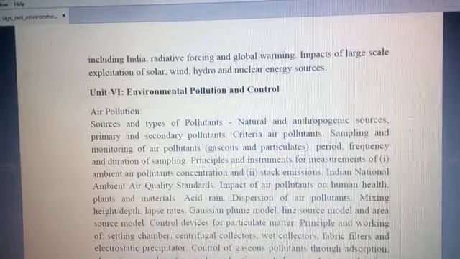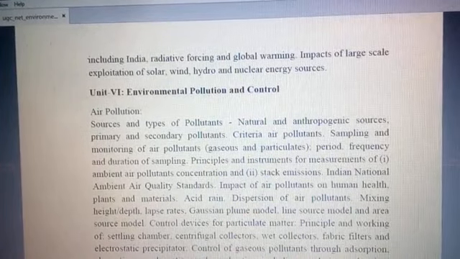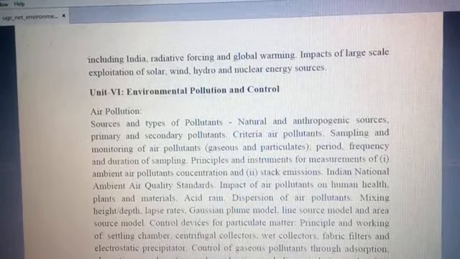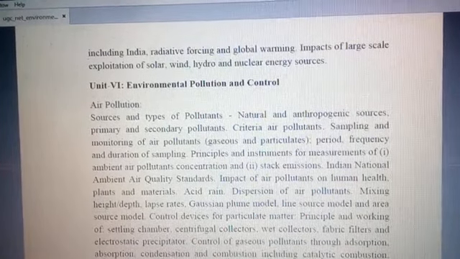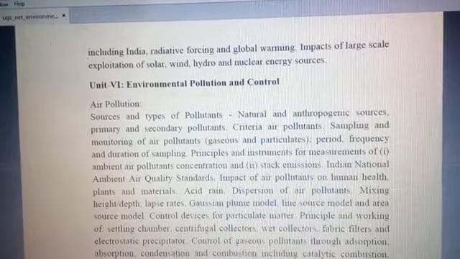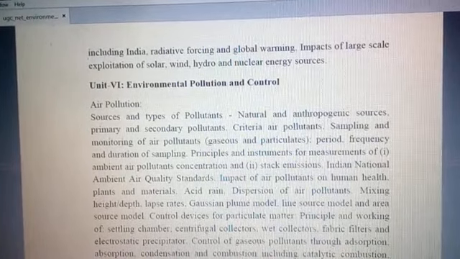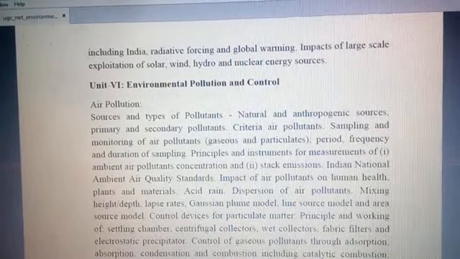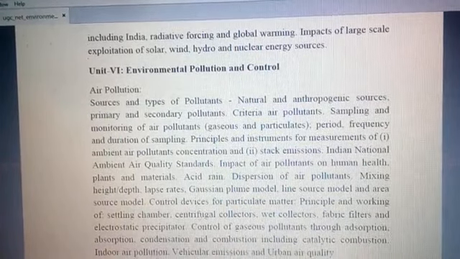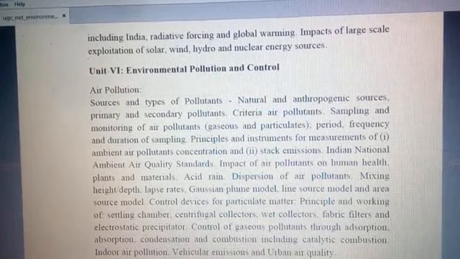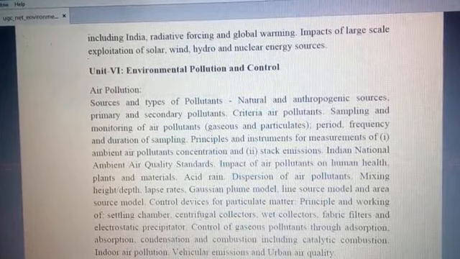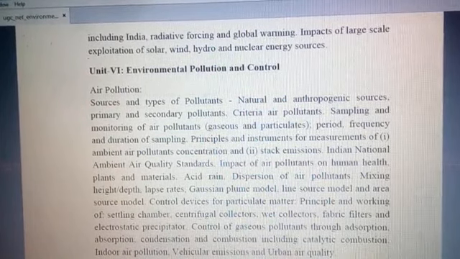Principle and instruments for measurement of the ambient air pollutant concentration and stack emissions. Indian National Ambient Air Quality Standards and impact of air pollutants on human health, plants and minerals. Acid rain, dispersion of air pollutants, mixing height, depth, lapse rate, Gaussian flow model, line source model and area source model.